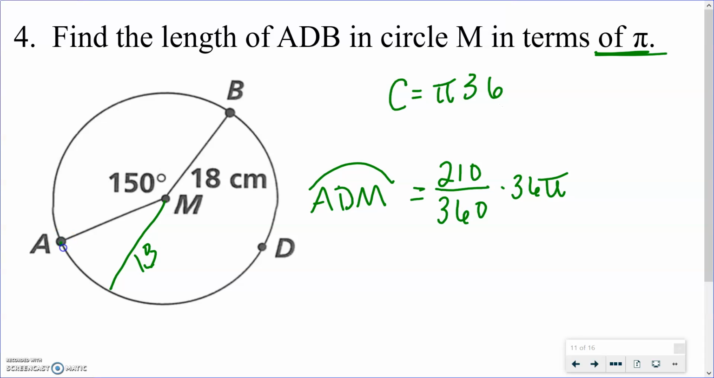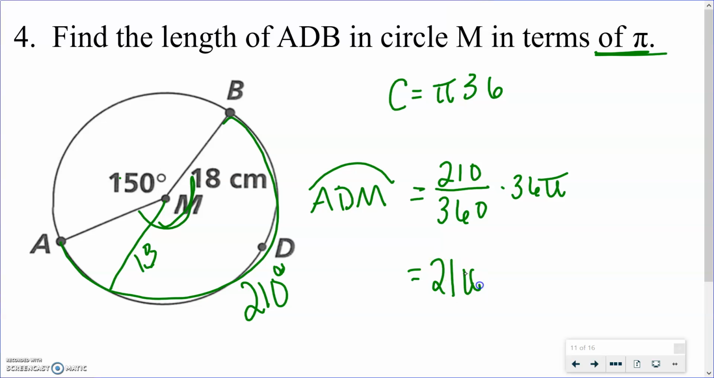And that's because ADB right here, this is 210 degrees, because that's 150, and so we subtract it from 360 to figure out that that's 210. Okay, so then if we multiply that all out, we do 210 divided by 360 times 36 and leave it in terms of pi. That is 21 pi centimeters. Okay.